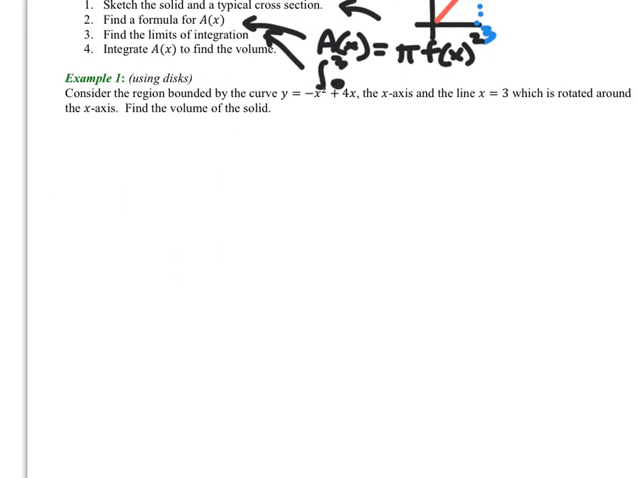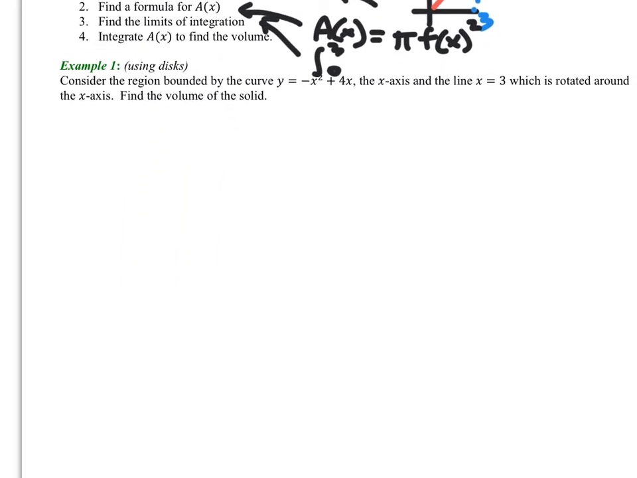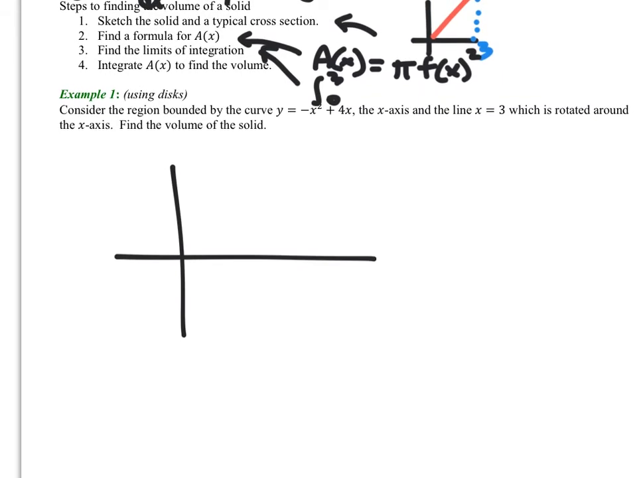So let's consider the region bounded by the curve given there and the x-axis, as well as the line x equals 3. Let's sketch first. Sketching will be part of, like we set up here, step 1: sketch the solid in the typical cross-section. All right, so negative x squared plus 4x. Let's do this so we know exactly where this crosses the x-axis. I'd factor out an x, and I'd get x times negative x plus 4.